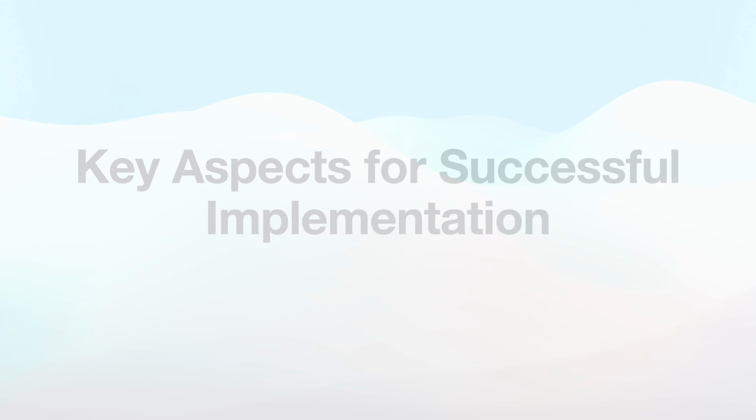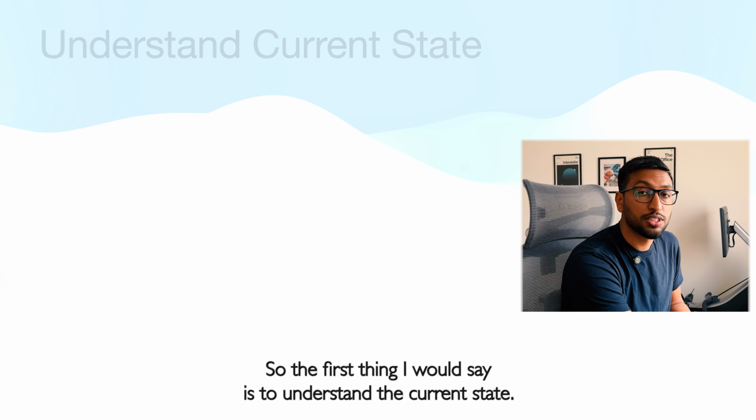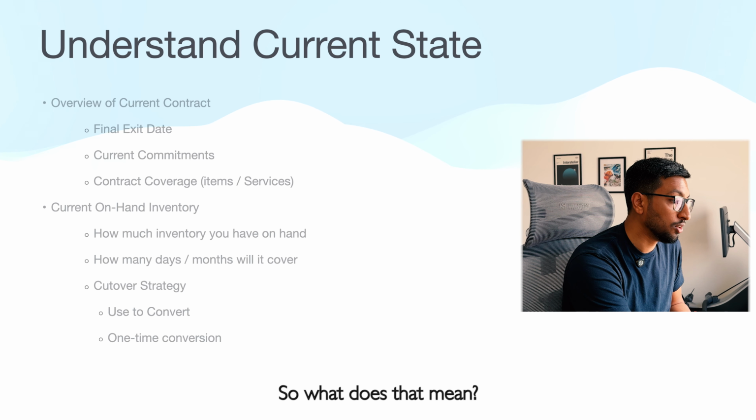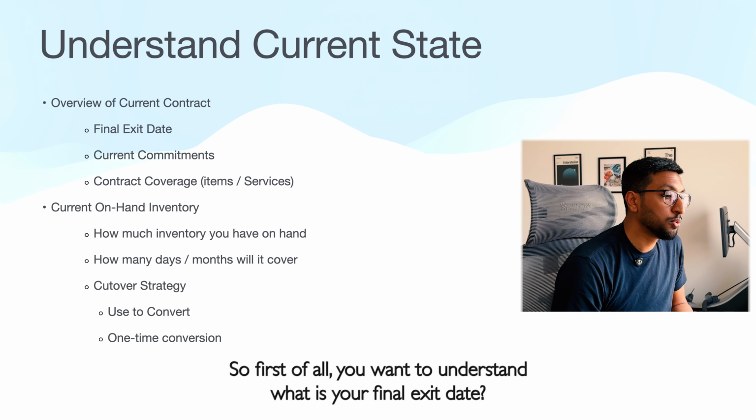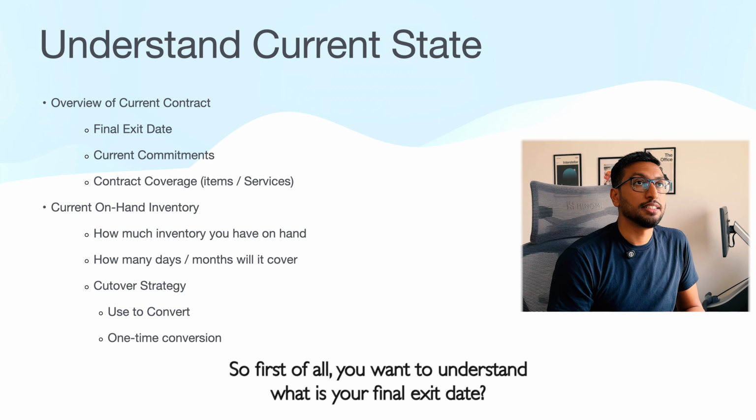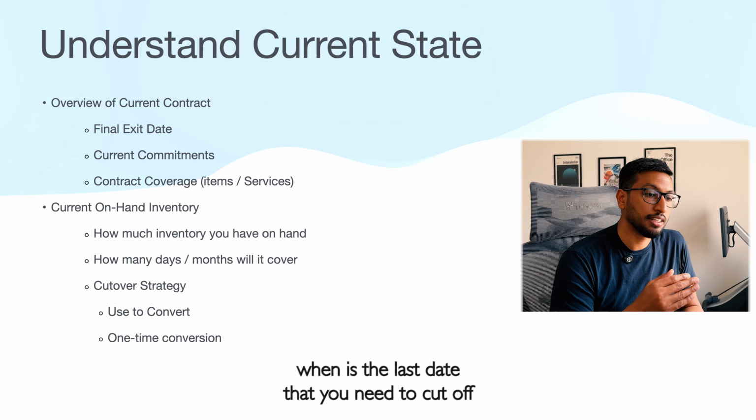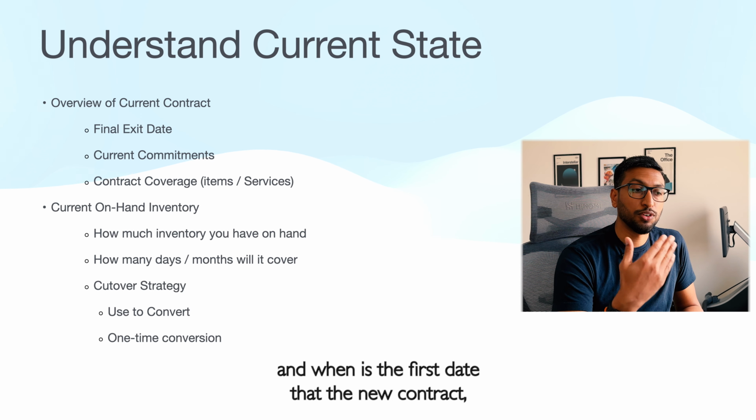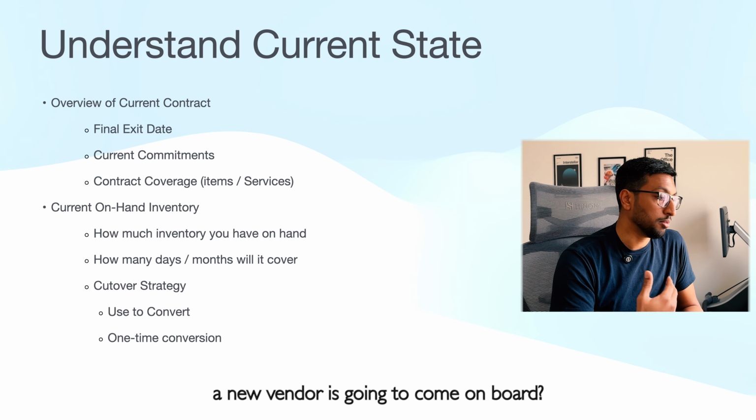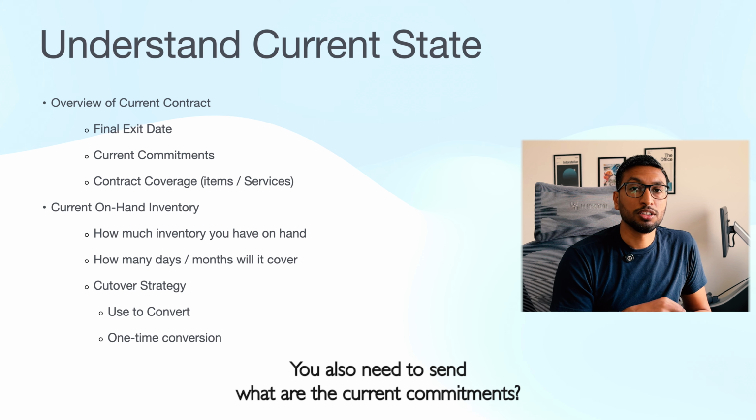All right, so what are the other key aspects of a successful implementation? The first thing I would say is to understand the current state. So what does that mean? First of all, you want to understand your final exit date. If you have an existing contract with the vendor, you want to understand the last date that you need to cut off, and the first date that the new vendor is going to come on board.